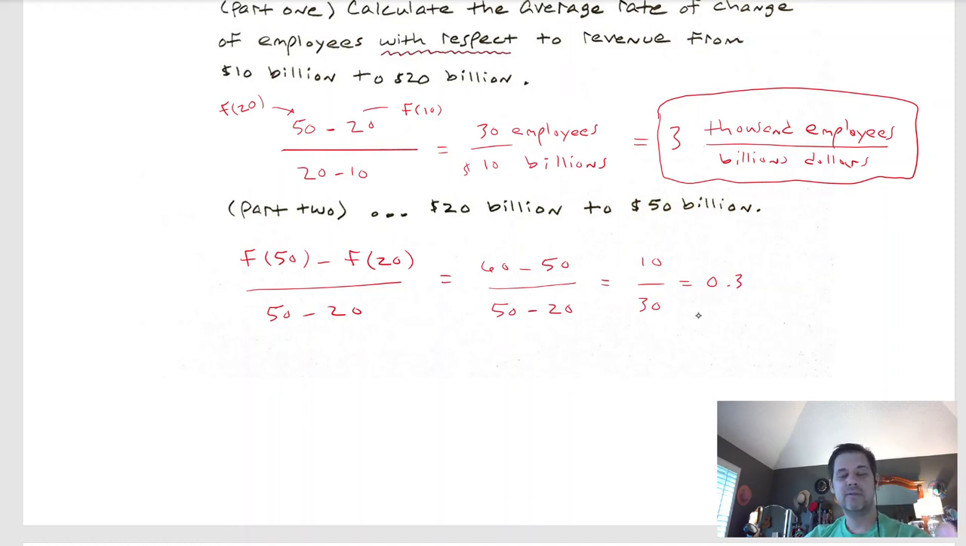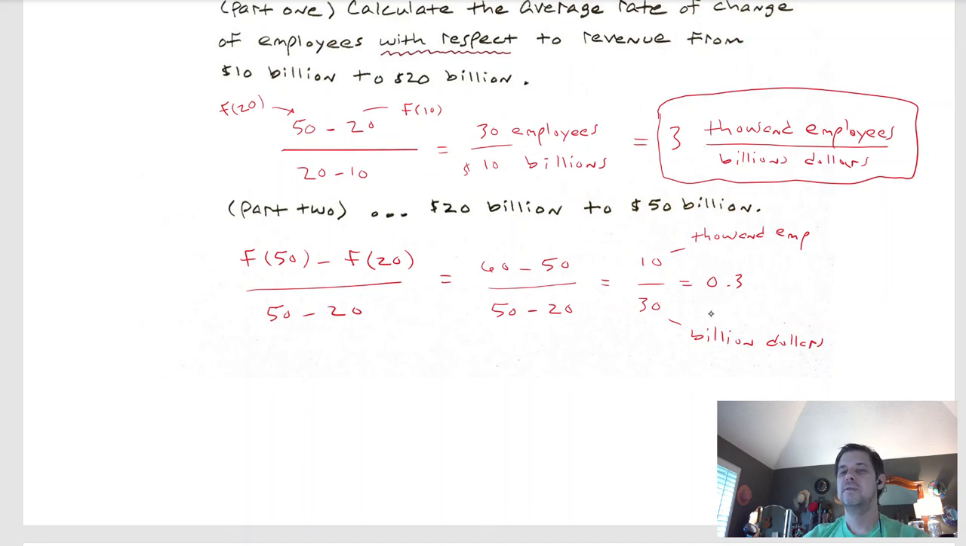If you're ever doing a problem on MyMathLab and rounding is called for, it might say round to the nearest tenth or something like that. Okay. All right. So I get 0.3, but my units were the same. This is the number of employees, so in the thousands. So this is 1,000 employees over billions of dollars.